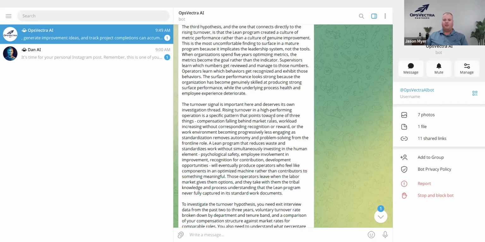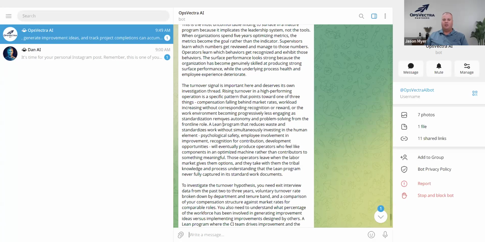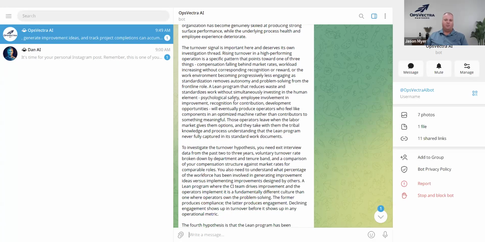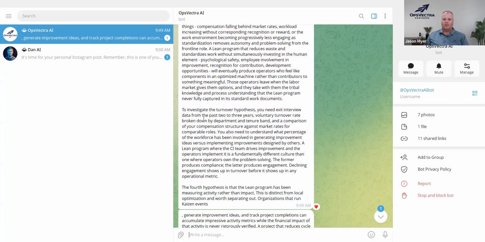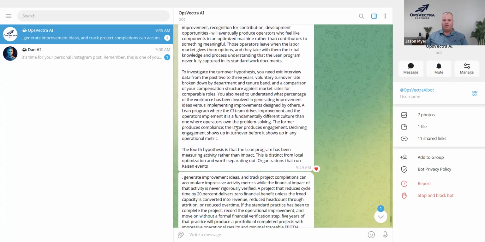Turnover signal is important here and deserves its own investigation thread. Rising turnover in a high performing operation is a specific pattern that points towards one of three things: compensation falling behind market rates, workload increasing without corresponding recognition or reward, or the work environment becoming progressively less engaging as standardization removes autonomy and problem solving from the frontline role. So, again, looking at the culture side of it and what can be contributing to the turnover. So, this tells you to get some exit interviews, collect turnover data.